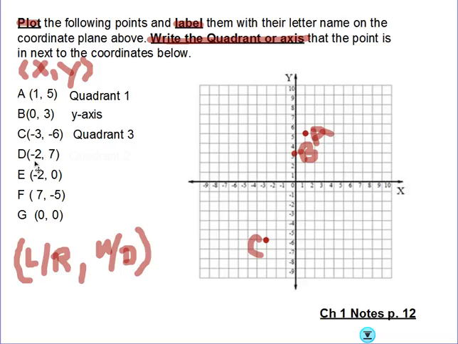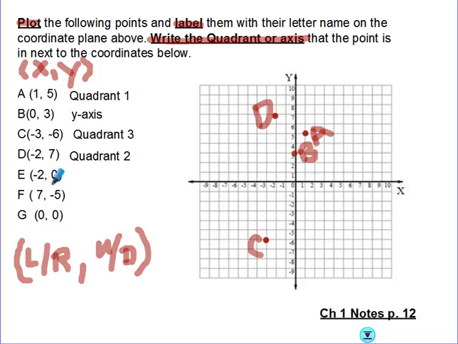Alright, so the next one says -2, 7. That means go -2 left or right and 7 up or down. -2 left and right. That's a left for negative. 7 is positive, so up. So -2 to the left, up 7. 1, 2, 3, 4, 5, 6, 7. Right there. So that's D. Make sure you label it. And let's see, that would be in quadrant 2. All right, next one.